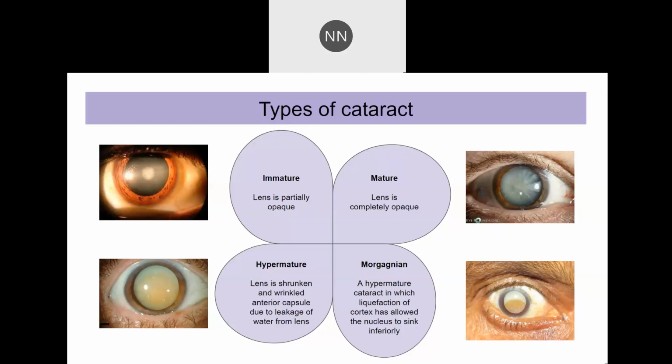In hypermature cataract, the lens will be shrunken and wrinkled at the anterior capsule due to the leakage of water from the lens. In the Morgagnian cataract, it is a hypermature cataract in which liquefaction of the cortex has allowed the nucleus to sink inferiorly but within the lens. So next.